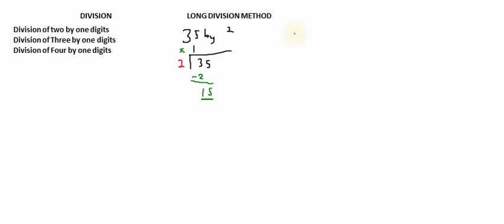Let's see how many 2s will make 15 or almost 15. 2, 4, 6, 8, 10, 12, 14. This is 14, and the remainder 1 gives us 15. If I add another 2, it becomes 16, but I don't need it to be more than 15. What I need is something exactly 15 or close to 15, which leaves me with 1.